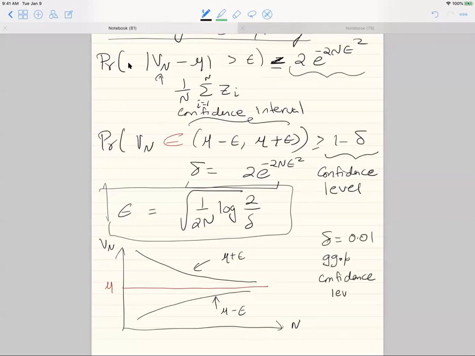Once we fix delta, we can compute the confidence interval as a function of n by using epsilon to be square root of 1 over 2n log 2 over delta. And for any given n, we can compute the confidence interval, and we can say that with very high probability, Vn is between these two limits. And this is an interpretation that is very useful in statistics when we try to estimate quantities.